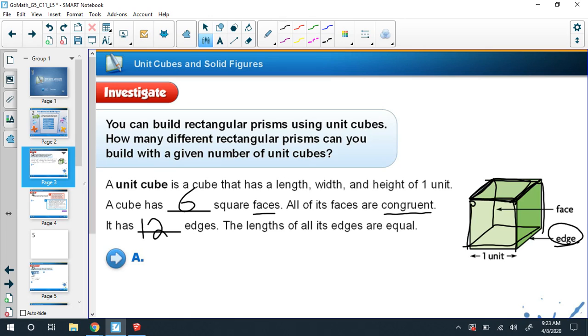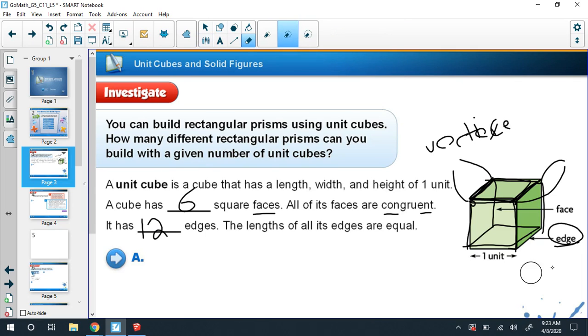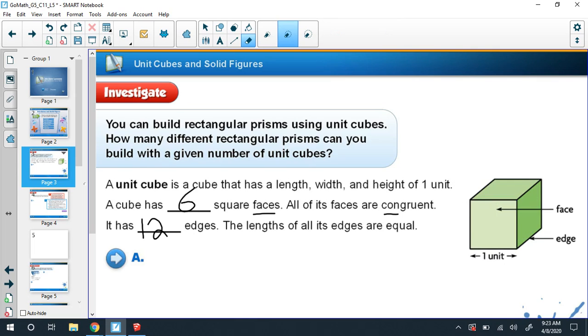A final component of prisms is that we have all these pointy corners, we might call them. Any place where edges intersect, these are called a vertex. And if we have multiple of them, then we change this to vertices. So faces, edges, and even though they don't require it, vertices.